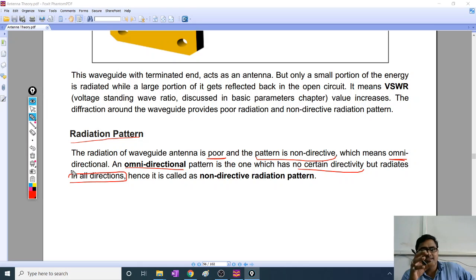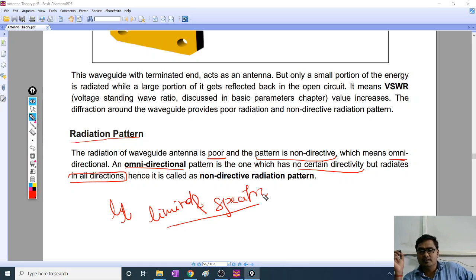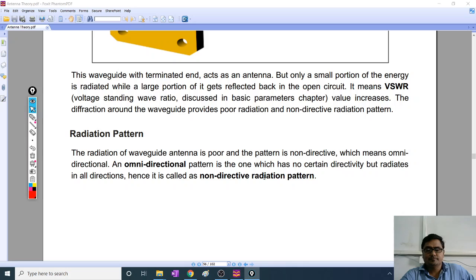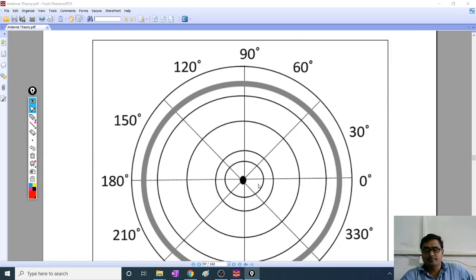Omnidirectional, non-directive, it means it has very limited and specific applications for these waveguide antennas. Limited and specific. Let me write it here. Limited and specific applications are there with this antenna. Now, apart from that, let's check. Apart from that, we have that kind of radiation pattern. Look at this.